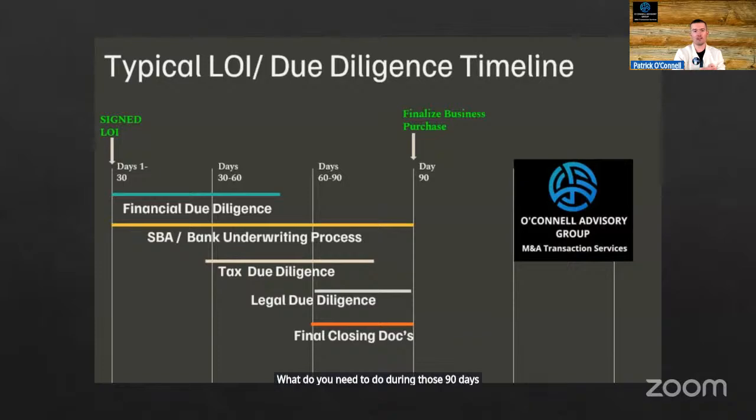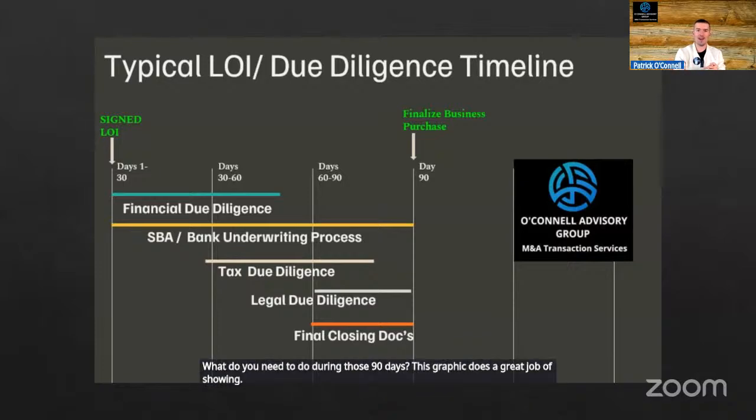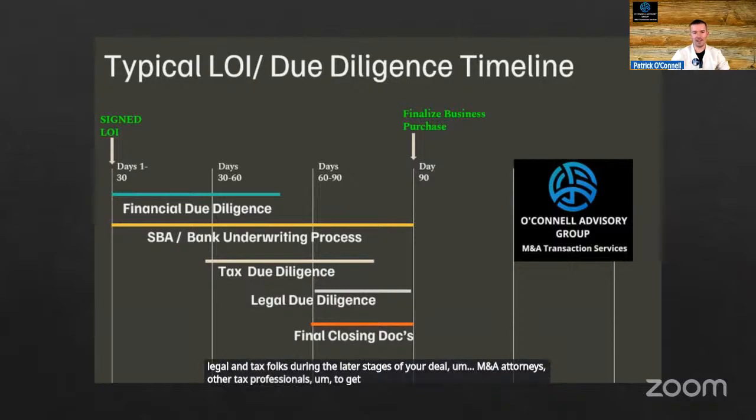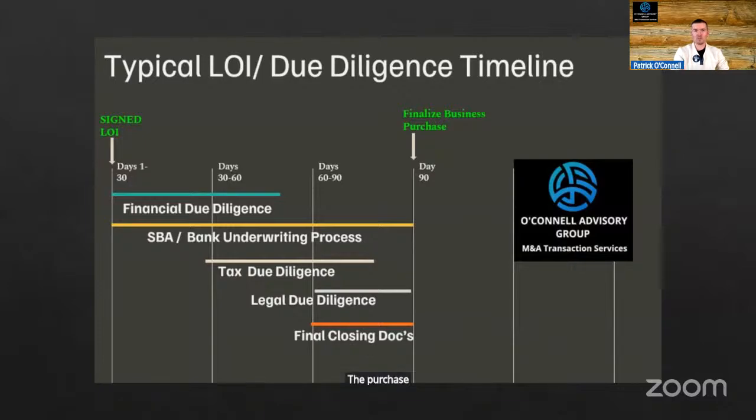This graphic does a great job of showing a timeline and chart, typically kicking off financial due diligence, such as the balance sheet review, as well as the bank process, in the first 30 days. From there, you're going to work with legal and tax folks during the later stages of your deal, M&A attorneys and other tax professionals, and that last window is when you sign the purchase agreement and those closing documents.